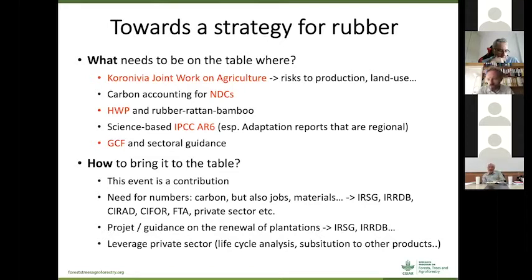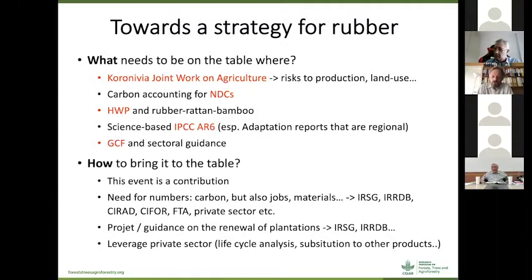That was the first of the objectives of this event when we first discussed it at the initiative of the co-organizers, IRSG, IRDB, CIRAD, CIFOR, FTA. We believe that through some of the outputs of this event, we can make a contribution. Then I think we have a mandate, all of us, to try to bring better numbers. Salvatore mentioned that from the smallholder and social dimension. Carbon is a big issue in the climate, but since the Paris Agreement has broadened it to sustainable development and made better connections, it's also about jobs, about new materials substitution, etc. This is something where the private sector could also play a role in providing better data.